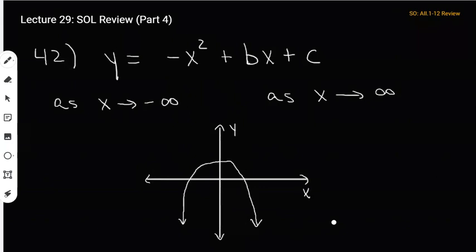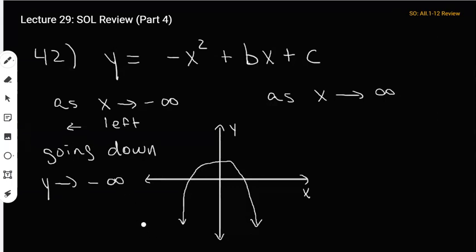So now, what happens as x approaches negative infinity? That means you're moving to the left. So as you go to the left, what's happening to the function? It's going down, right? It's going down. And it's going to go all the way down to negative infinity on the y-axis.